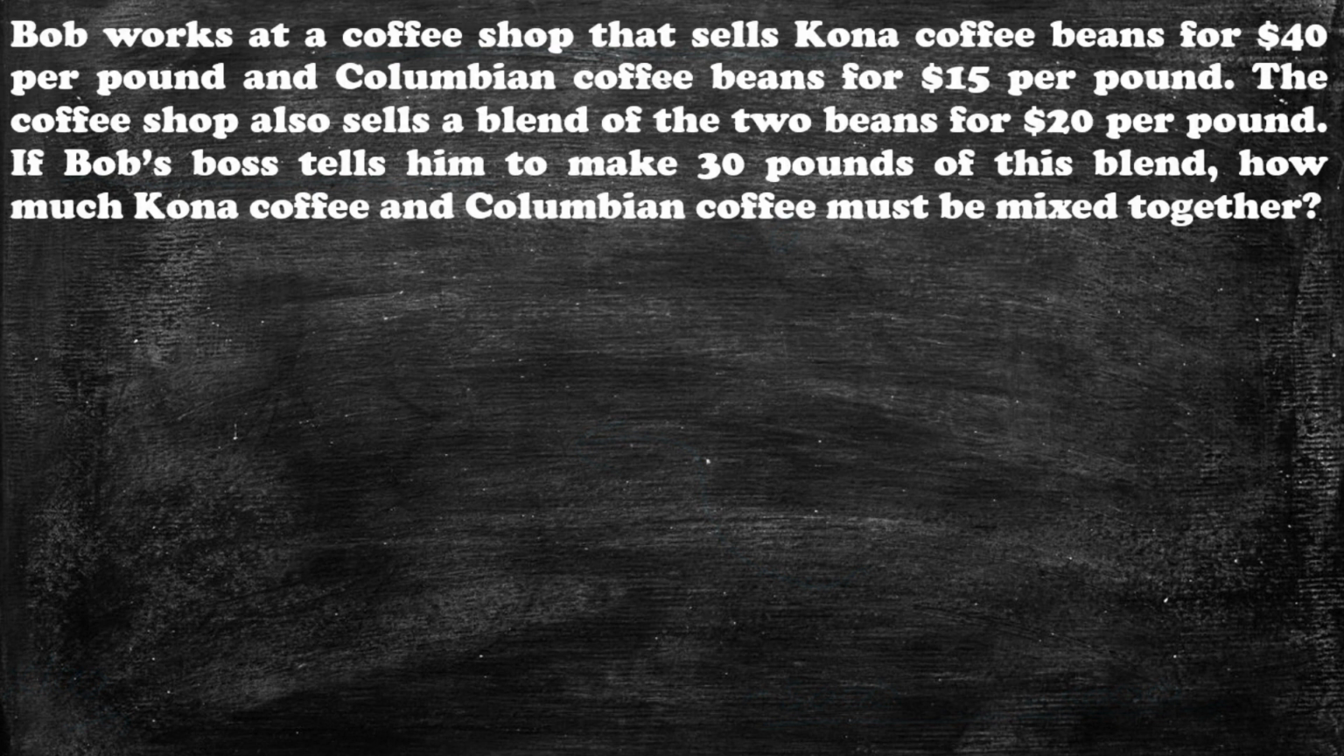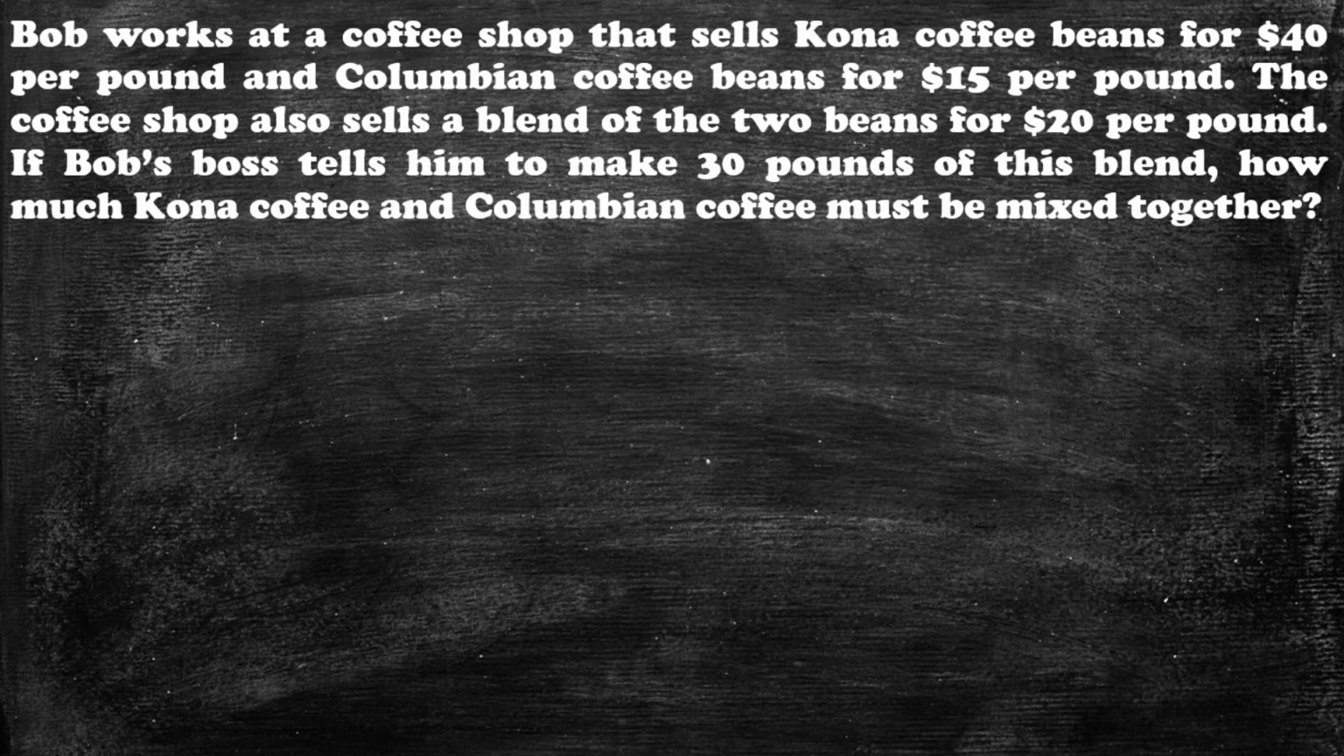Example number 4. We have Bob works at a coffee shop that sells Kona coffee beans for $40 per pound and Colombian coffee beans for $15 per pound. The coffee shop also sells a blend of the two beans for $20 per pound. If Bob's boss tells him to make 30 pounds of this blend, how much Kona coffee and Colombian coffee must be mixed together? All right, so the first thing I want to do is set my variables.